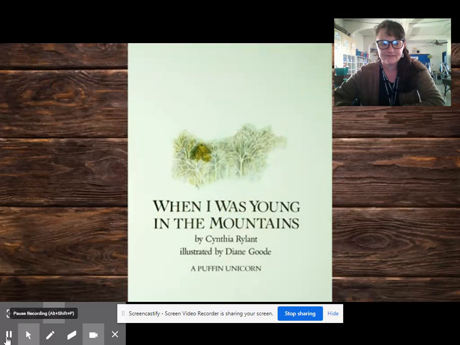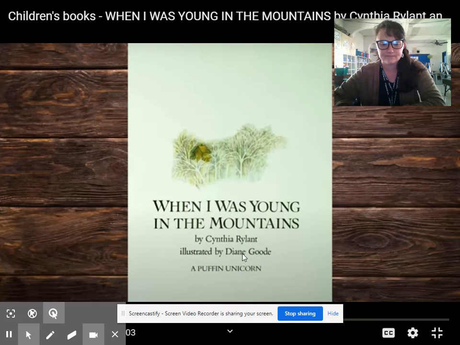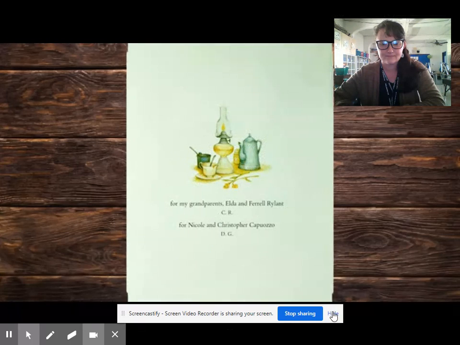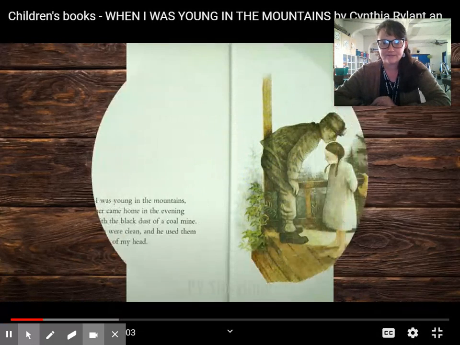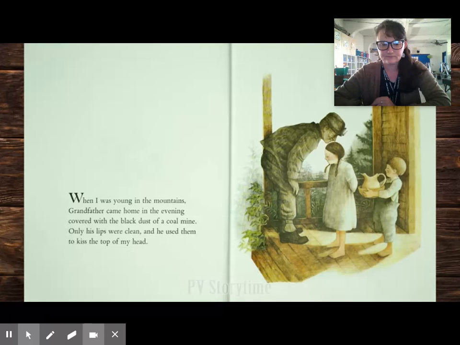When I Was Young in the Mountains by Cynthia Rylant, illustrated by Diane Goode. When I was young in the mountains, Grandfather came home in the evening, covered with the black dust of a coal mine. Only his lips were clean, and he used them to kiss the top of my head.